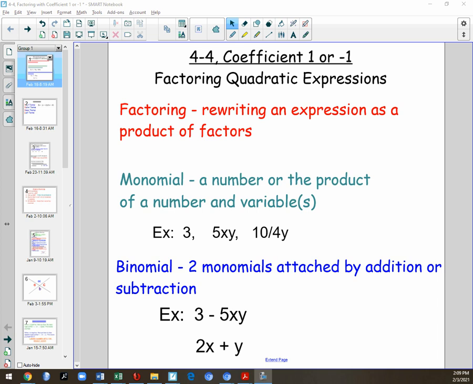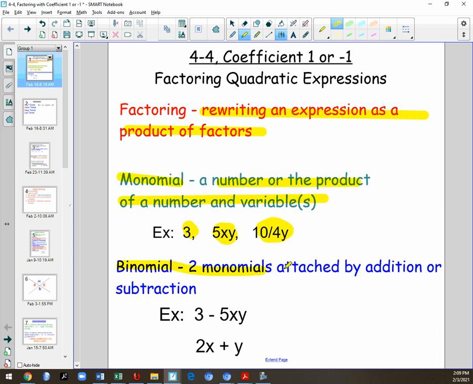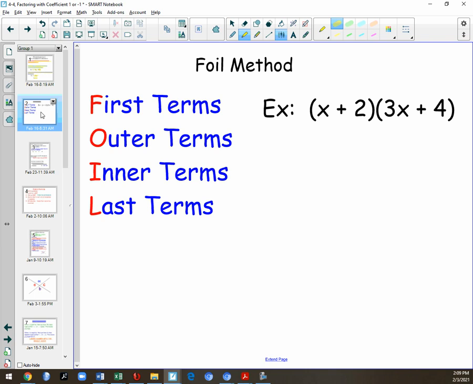Today we're going to be learning how to factor quadratic expressions. Factoring is rewriting an expression as a product of factors. A monomial is a number that has only multiplication in it. So it can be 3, it can be 5xy, it can be 10 over 4y. Those are all examples of a monomial. A binomial is two monomials attached by addition or subtraction. See how that's 3 minus 5xy, and this is 2x plus y. Okay? Next, factoring.